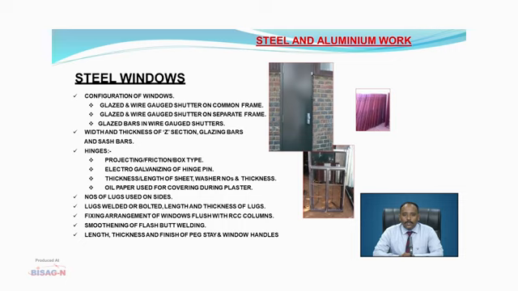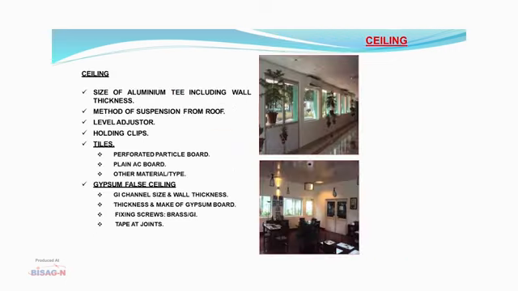Smoothing of the flash butt welding has to be carried out prior to the completion of the job. Also, the length, thickness and finish of peg stay and window handles has to be checked. With respect to the ceiling, the size of the aluminium T including wall thickness has to be checked. Also, the method of suspension of the ceiling from the roof has to be checked.